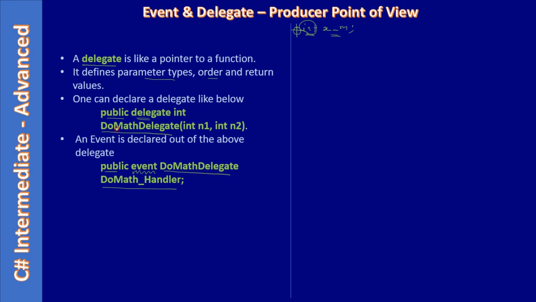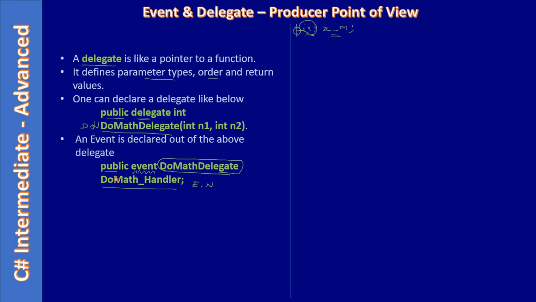Here, DoMathDelegate is the delegate name. Here, DoMathHandler is actually the event name. And what we specify here is that this event is of type DoMathDelegate. That means DoMathHandler is the event, and this event can call a handler of type DoMathDelegate. DoMathDelegate is denoting any function that takes two integers as parameters and returns an integer. So that's what we are talking about here.